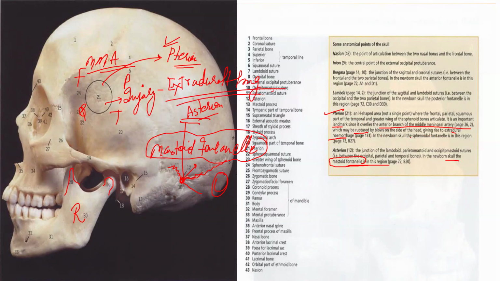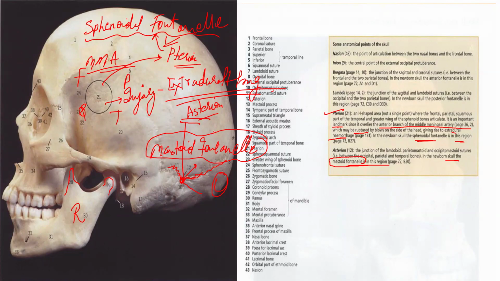Also, in the newborn skull, the sphenoidal fontanelle is in this region. So in the region of pterion, which fontanelle do we have? Sphenoidal fontanelle. Okay, so we have learned many things related to pterion and asterion because they are very, very important. Which bones are associated with pterion? Which bones are associated with asterion? And which fontanelle is associated with pterion and which with asterion?